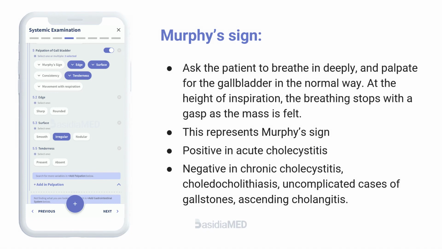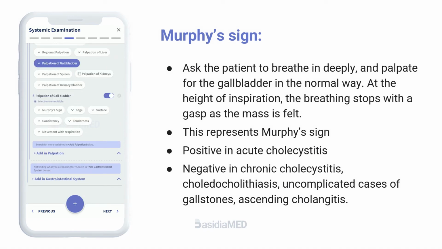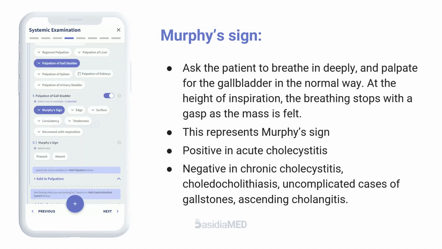Murphy's sign. In acute cholecystitis, inflammation of the gallbladder, with resultant peritoneal irritation, leads to a well-localized pain in the right upper quadrant, usually with rebound tenderness and guarding. Often, an exquisitely tender but indefinite mass can be palpated. Ask the patient to breathe in deeply and palpate for the gallbladder in the normal way. At the height of inspiration, the breathing stops, with a gasp as the mass is felt.